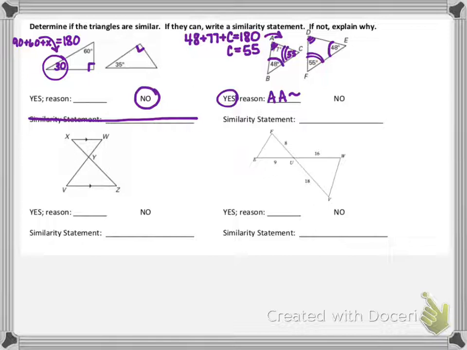So what we'll do is we'll start with triangle ABC is similar to triangle. And then this is where we have to be careful. What does A match up with in the other triangle? D, so D has to come first. What does B match up with in the other triangle? E, so E has to come second. What does C match up with in the other triangle? F, so F has to come last.